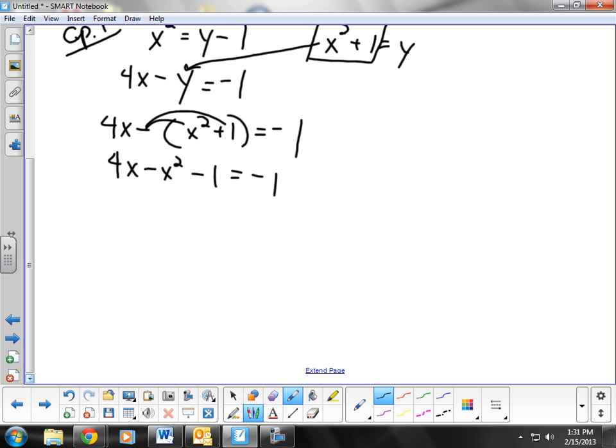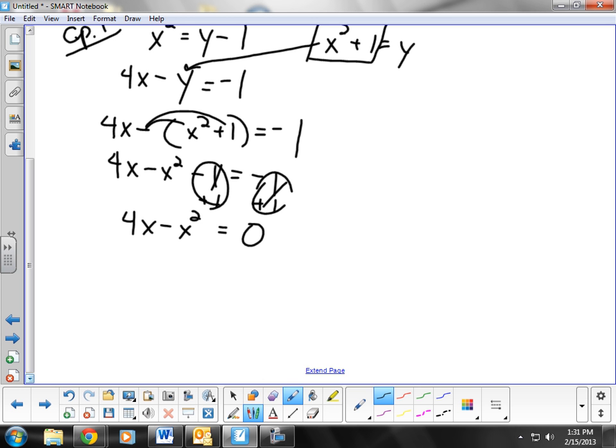And if you have an equation that looks like this, what do you have to do? How do you solve this? Got it. You've got to put it in quadratic form. I need it set equal to 0, right? So I've got 4x minus x squared, and I'm adding 1 to both sides. So that's a 0 pair on both sides, so that's equal to 0. Everybody see what I just did?